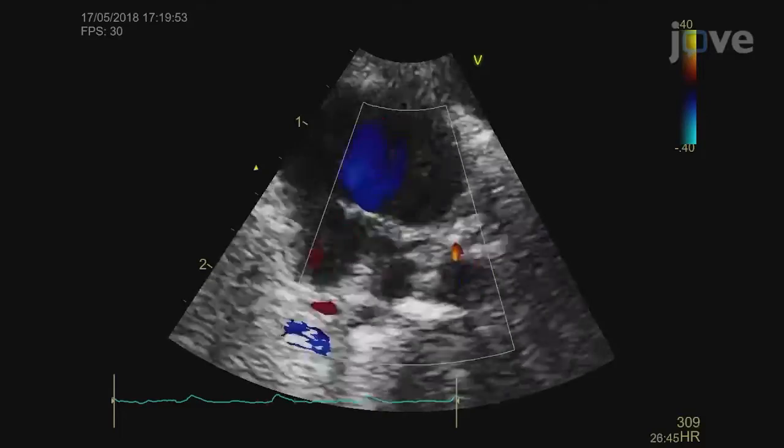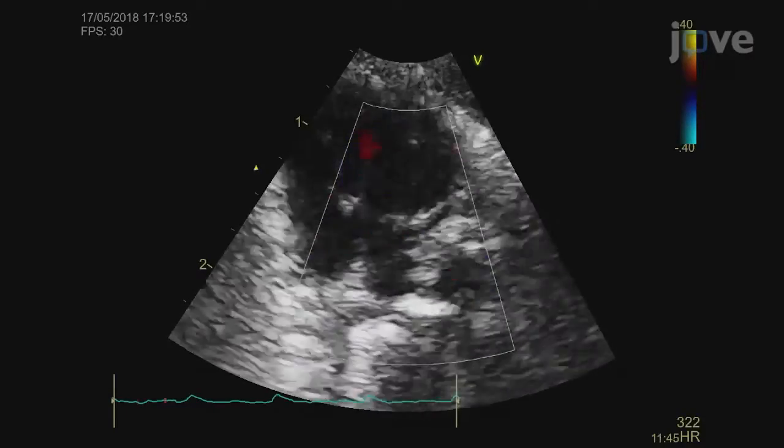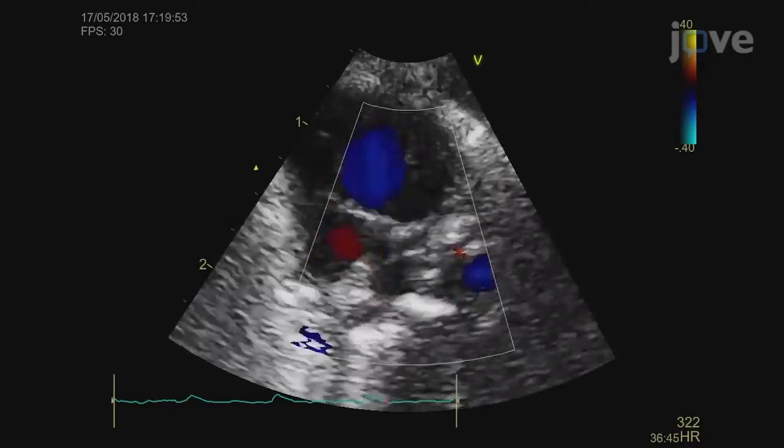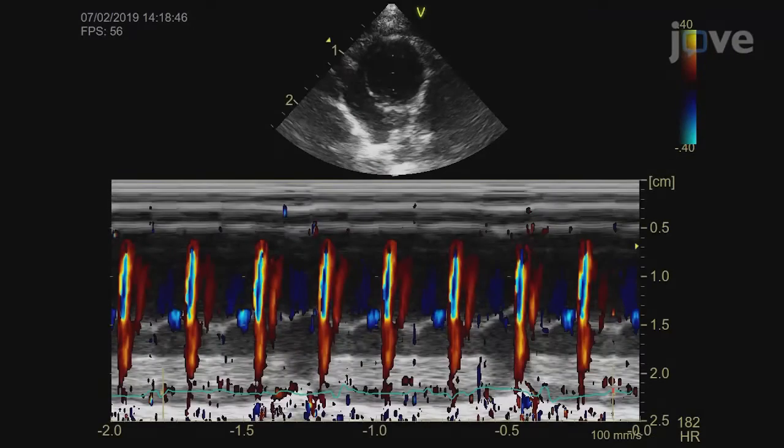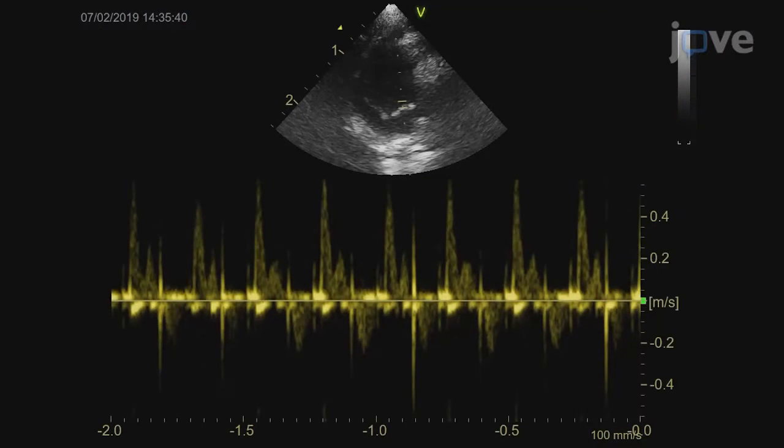Next, focusing on the left cardiac chambers, record a 2D loop with color Doppler imaging at the mitral valve and left atrium. Record simultaneous M-mode and color Doppler images for the left ventricular propagation flow. Acquire a spectral pulsed wave Doppler at the mitral valve for the left ventricular inflow, placing the sample at the mitral leaflet tips in their fully open diastolic position.